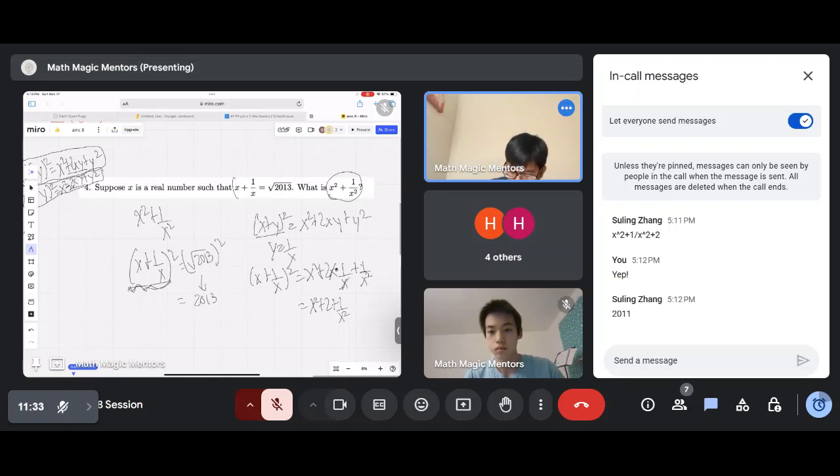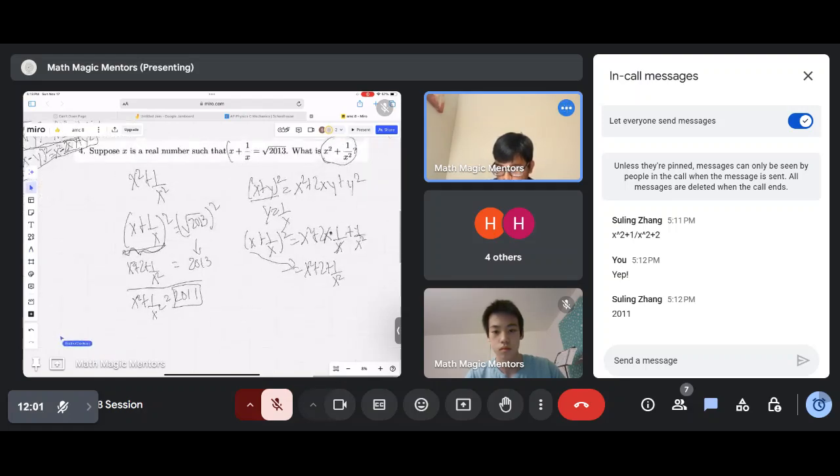And so substituting this expression back here, we get this, right? Because this is what we got for x plus 1 over x squared, and now we can see that, if you just subtract 2 on both sides, you get 2011.